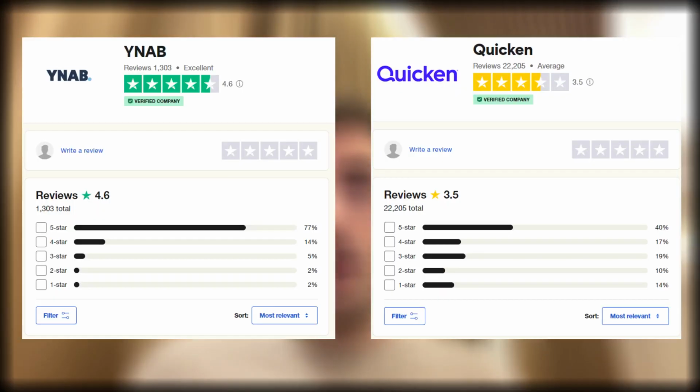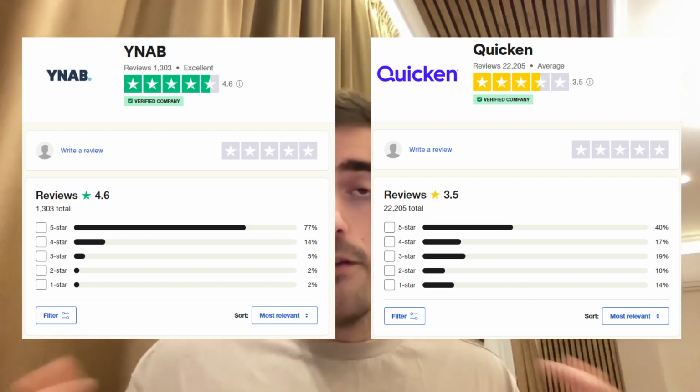As you can see on the screen right now, I'm showing you the Trustpilot public accounts of both YNAB and Quicken so you can see what they look like in comparison. Feel free to go on them and read through the reviews to make your own decision. With that said, please don't let my opinion influence you. I'm only here to present you with the facts.